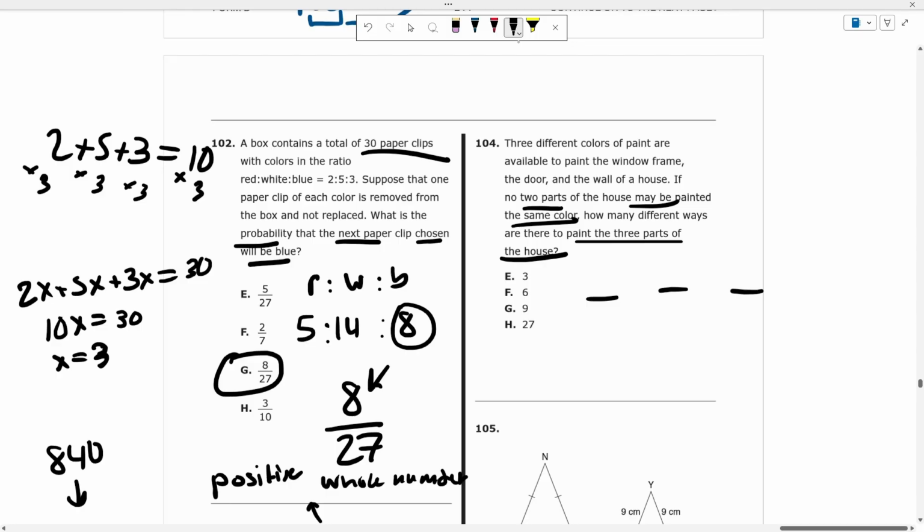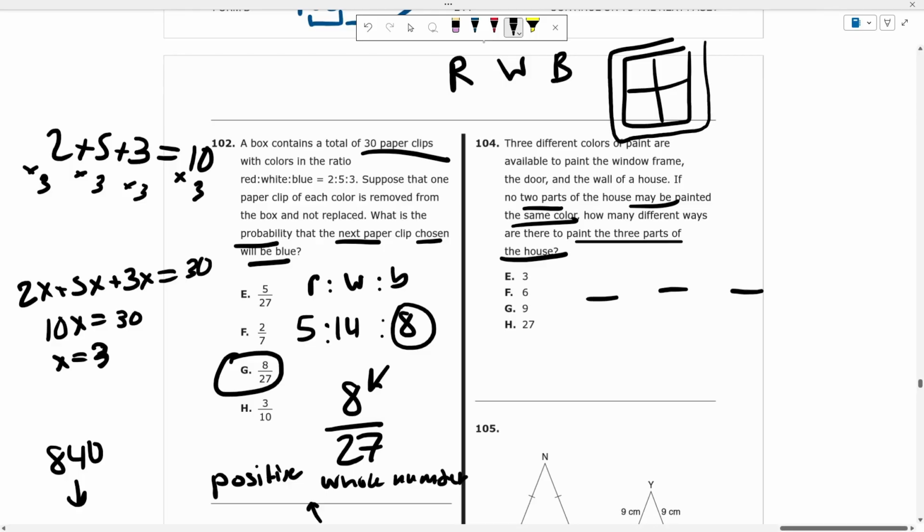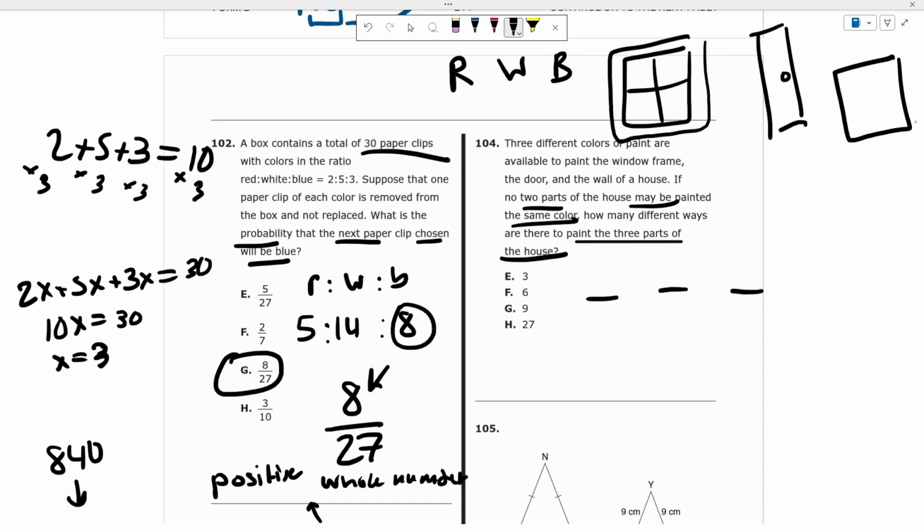So look, we have 3 different colors. Let's say we have red, white, and blue. Okay, so 3 different paints. And we need to paint a window frame, so a frame around a window. We need to paint this thing. We also need to paint the door, which looks like this. And we also need to paint the wall of a house, which is literally just this.